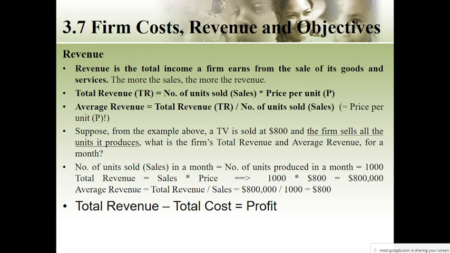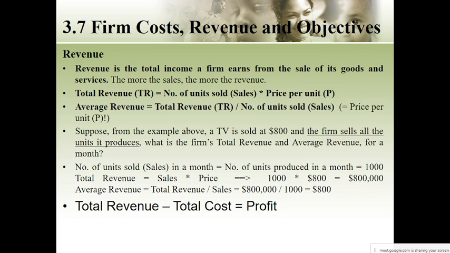Suppose from the example above, TV is sold at 800 and the firm sells all of its units. What are the firm's total revenue and average revenue? Now see, they are selling at 800. The number of units produced in a month was 1000. If you remember the above example, how much were they producing? 1000 TV.